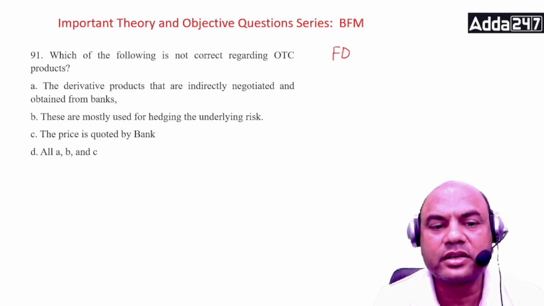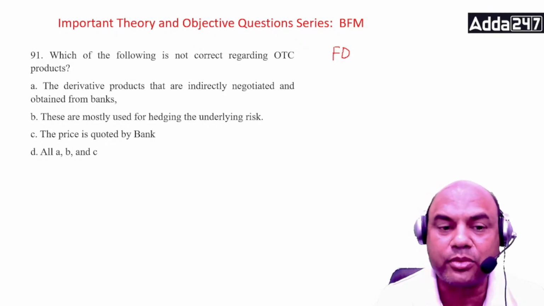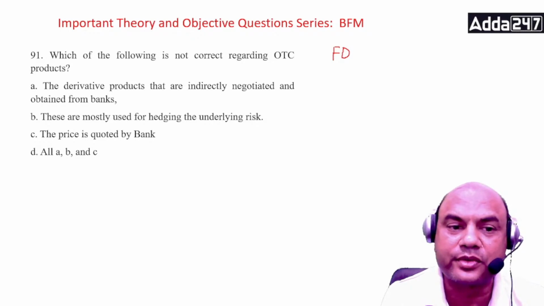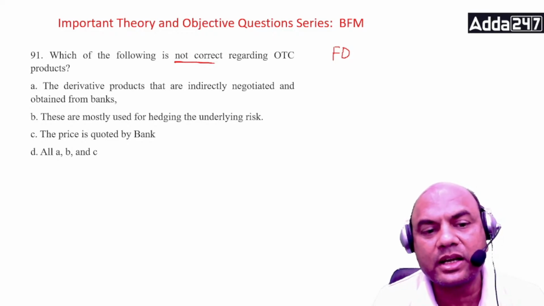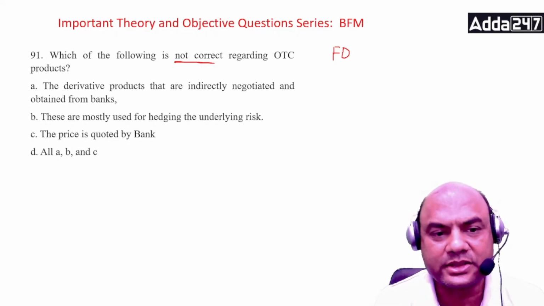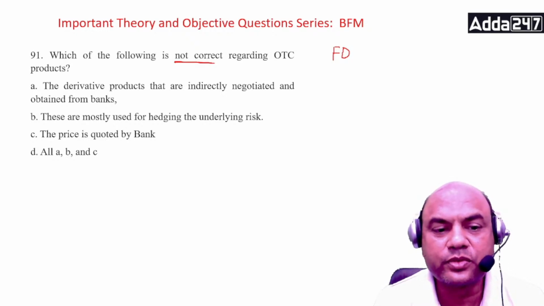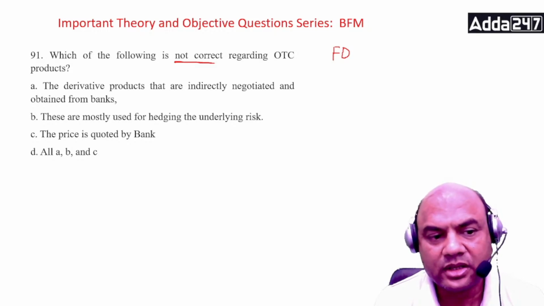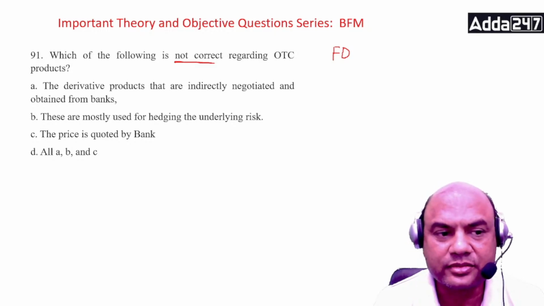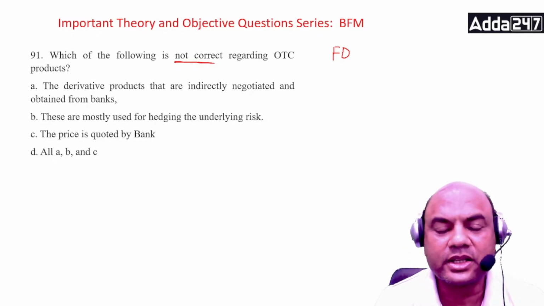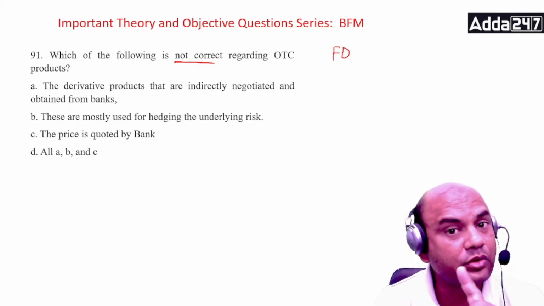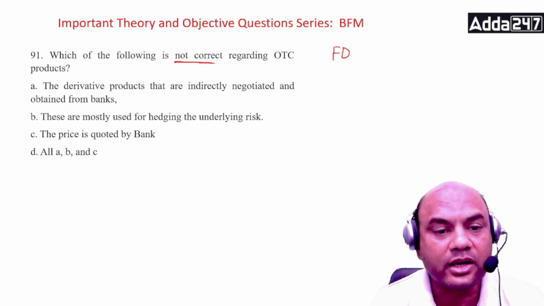So what is not correct here? Again, the main point which I always stress in all the lectures is you have to check whether it's a positive question or negative. So this is a negative question. The derivative products that are indirectly negotiated and obtained from the banks. These are OTC products. These are mostly used for hedging the underlying risk. The price is quoted by the bank, and all A, B and C. So what is the answer? Here, not correct. You don't want the correct one, you want the not correct.